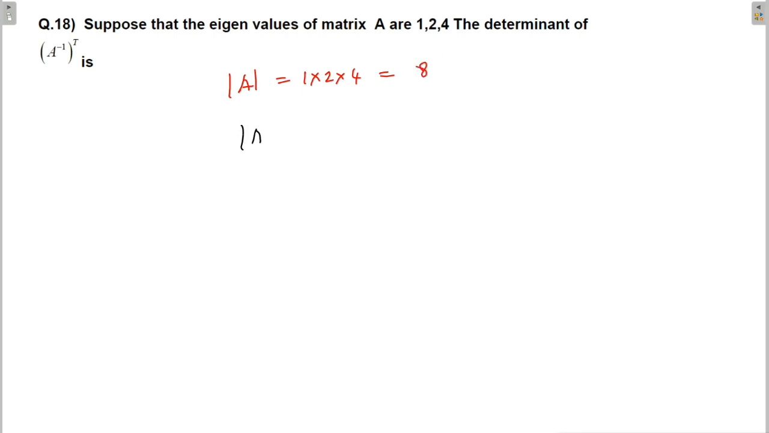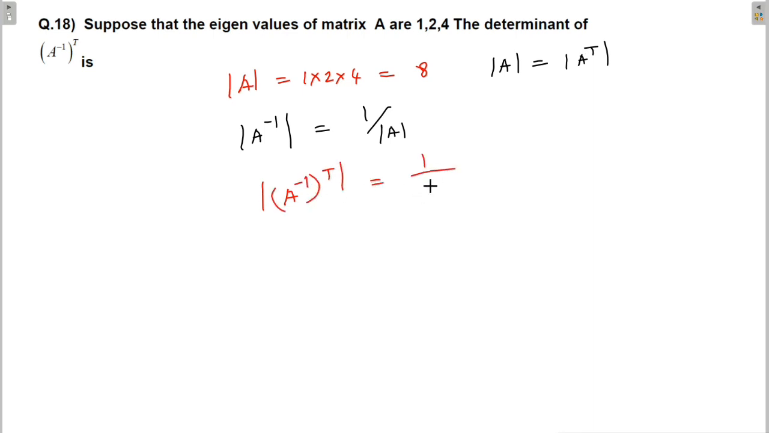So we know that A inverse equal to 1 by determinant of A, and also determinant of A is equal to determinant of A transpose. So from that you can write determinant of A inverse transpose is nothing but 1 by determinant of A. So you can substitute 1 by 8 as the answer.